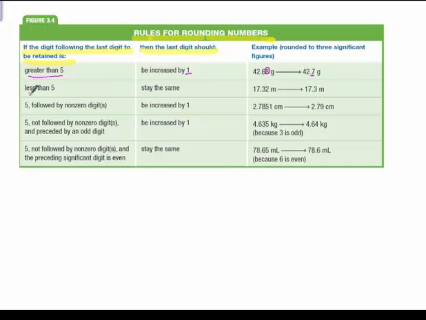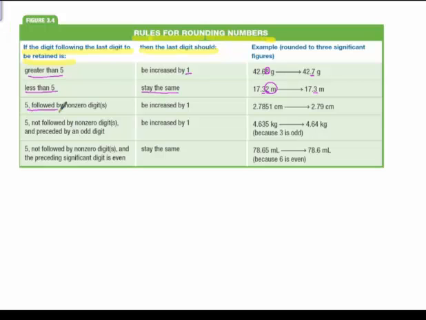The next one, less than 5. If the number is less than 5, like in this instance here, what are we going to do? The number will stay the same. It was 3, it will remain 3.